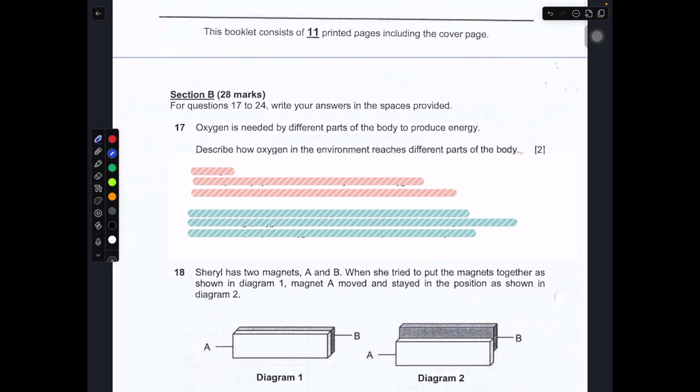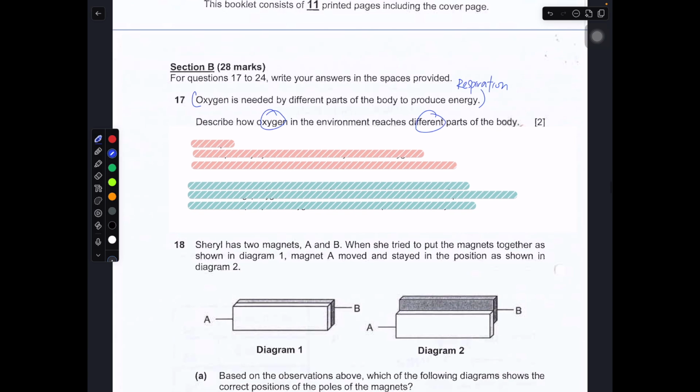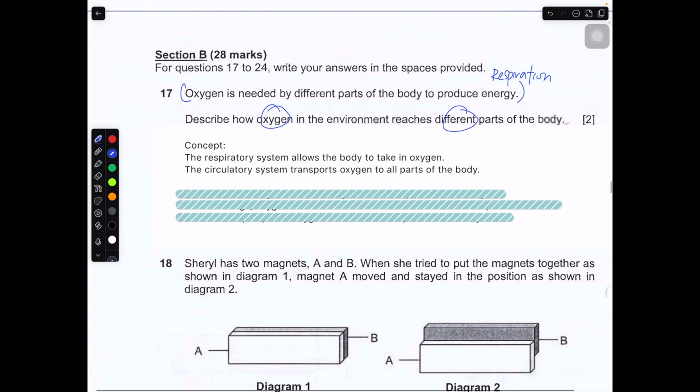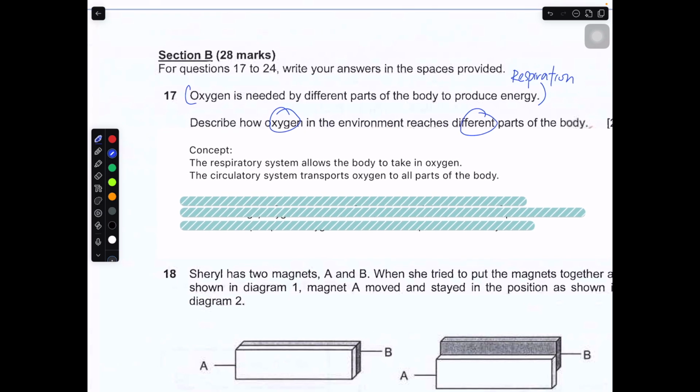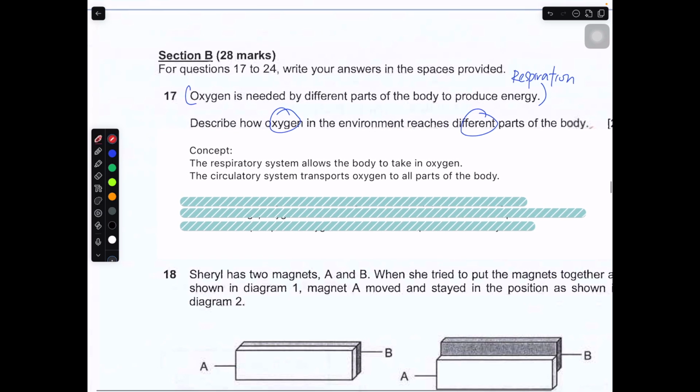So oxygen is needed by different parts of the body to produce energy. This statement is trying to tell you the respiration process is taking place. So describe how the oxygen in the environment reaches the different parts of the body. These are the concepts that you will need to be able to answer this question. The respiratory system allows the body to take in oxygen, and the circulatory system transports oxygen to all parts of the body. So over here you can break down into different parts that are involved.